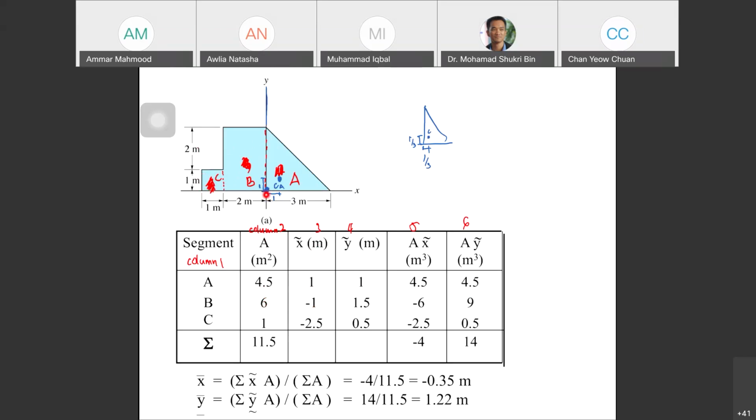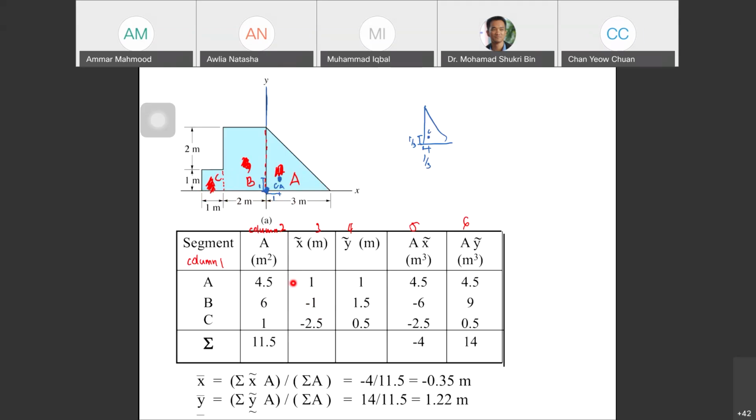Let's say in this example you want to put the origin here. So the distance must be measured from the origin. The origin is only set once. Use one origin only for the whole problem. You cannot simply change it. For A you choose this origin, for B you choose another origin, for C you choose another place. You cannot do that. Once you select this origin, you need to maintain it for the whole shape.